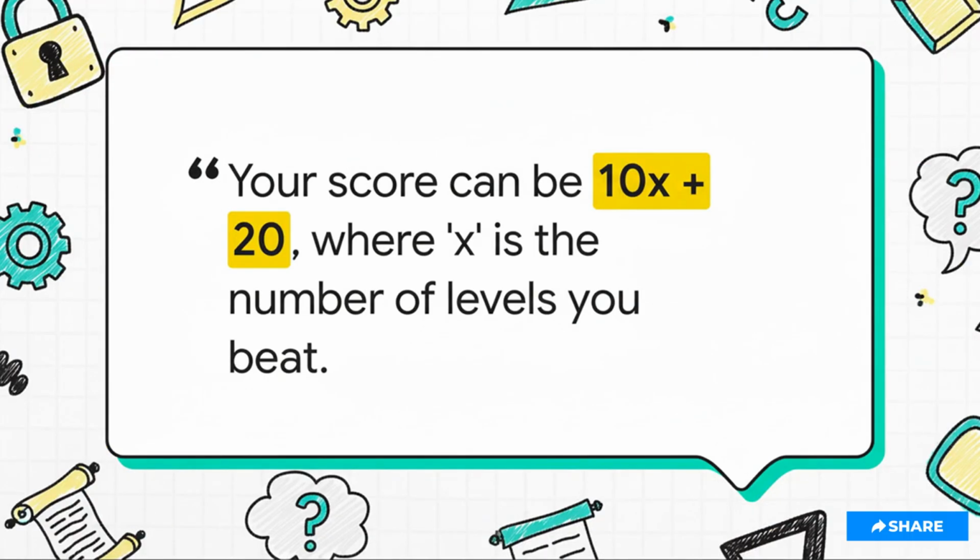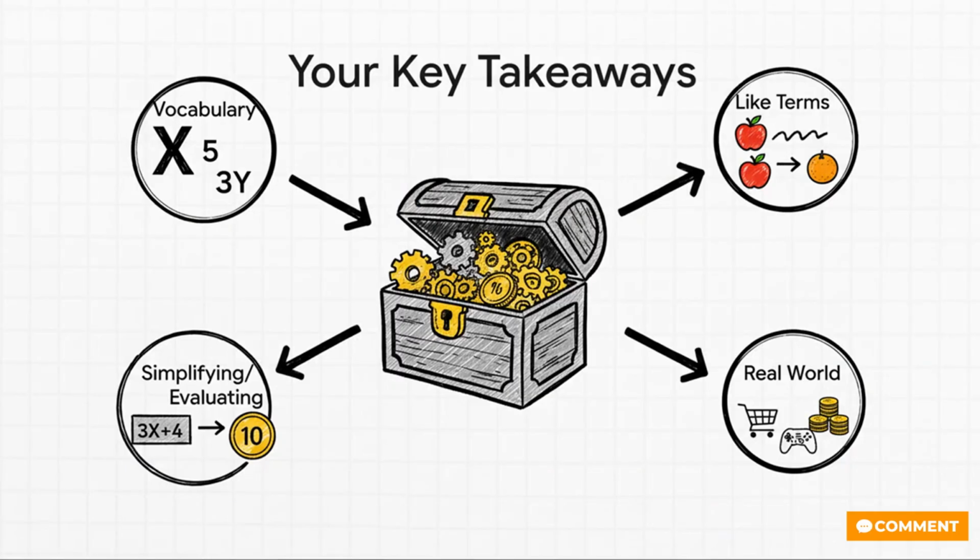Or what about gaming? Maybe in your favorite game, you get 10 points for every level you beat, and you get a 20-point bonus just for starting the game. Well, your total score could be written as 10x + 20. It's basically a formula for how to win, written in the language of algebra. So, let's just do a quick recap of the code we've cracked. We learned that expressions are made up of key vocabulary, variables, constants, and coefficients. We learned the golden rule: you can only combine terms that are alike. We saw that simplifying just makes an expression shorter, while evaluating gives you its final number value. But I think the most important takeaway is that algebra isn't just a bunch of random math problems. It's a truly powerful language for describing the patterns and relationships all around us.